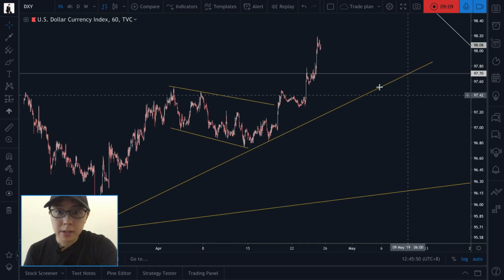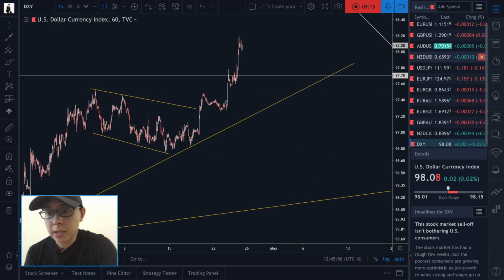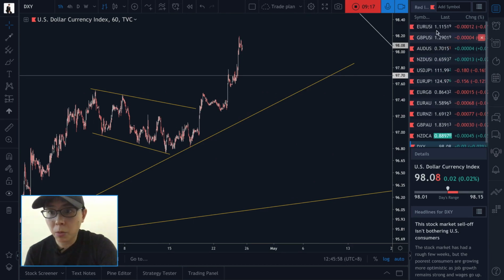That's about it for my list. I think I removed one of the currencies. So this is the updated one. You can see on the left hand side, on the right hand side.